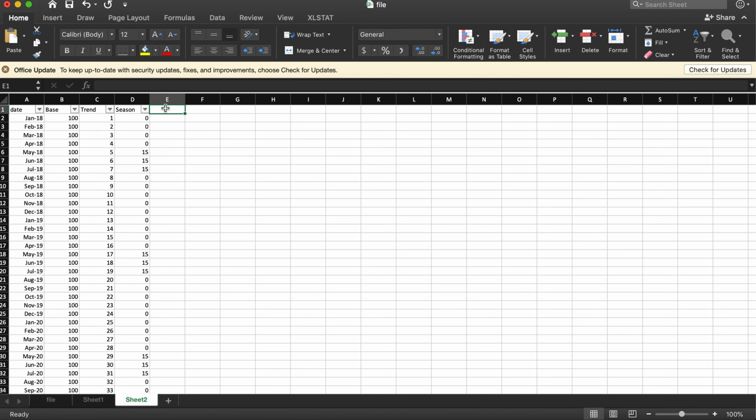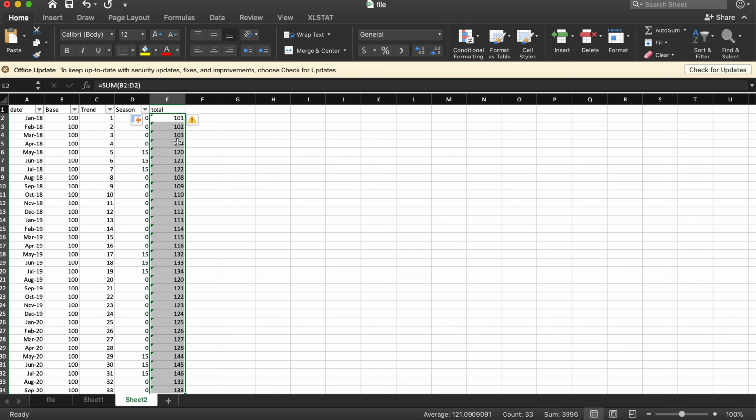So if we take this and we do a total, then we can see how many shirts we sold every month. Right? You can see that there's a big increase here, right? For the summer, a little bump.